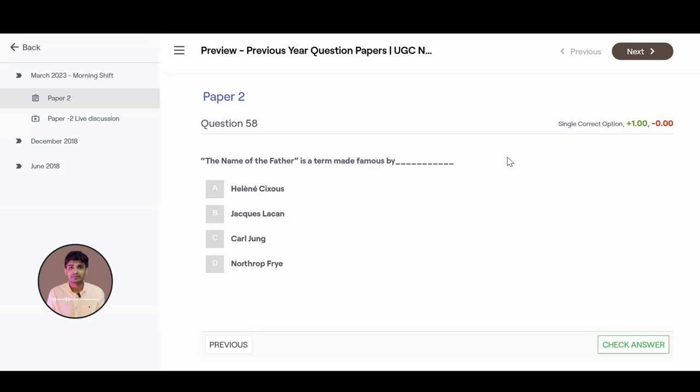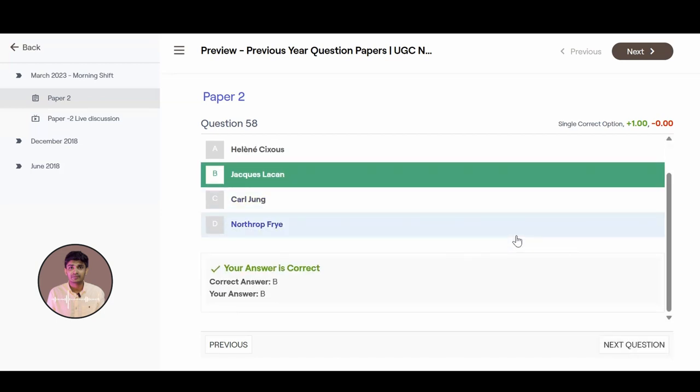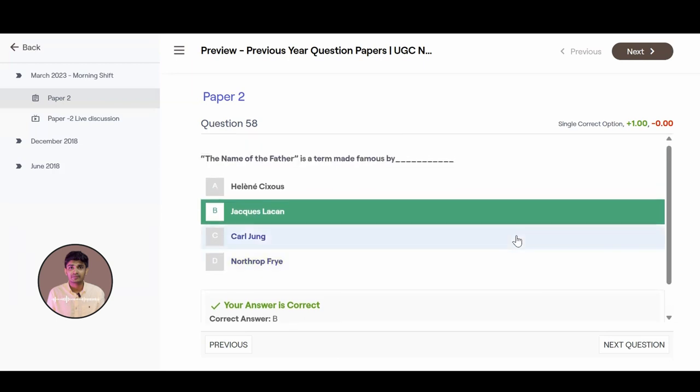All right. The name of the father is a term made famous by, in psychoanalysis, name of the father, father figure. Guess this, you should guess. Father figure, not Freud. So who comes after Freud? Not Carl Jung, Jacques Lacan. When you have an obvious answer as Jacques Lacan, why would you go with anything else? Yeah, Lacan is the answer. Jung is more of collective psychology, if I'm not wrong. Lacan is associated with the name of the father. It's a crucial element in psychoanalytical theory. According to Lacan, the name of the father represents the symbolic order, the law, and the function of authority within the psychoanalytical framework. You have a father figure. All right. This word is associated with Jacques Lacan.